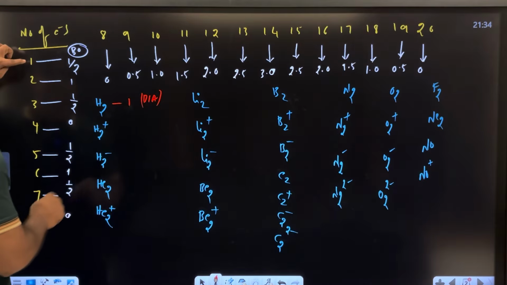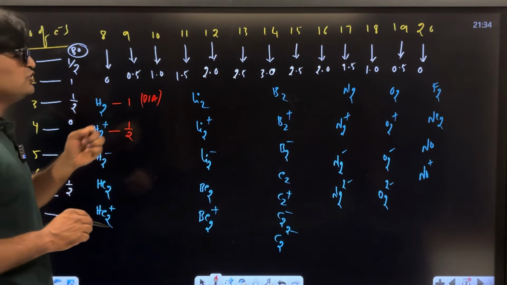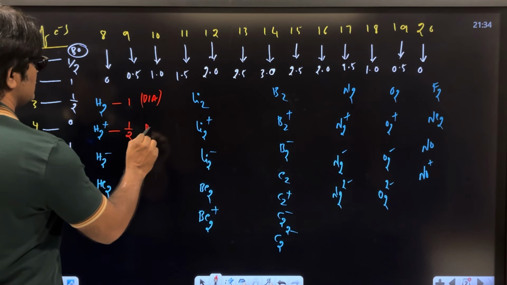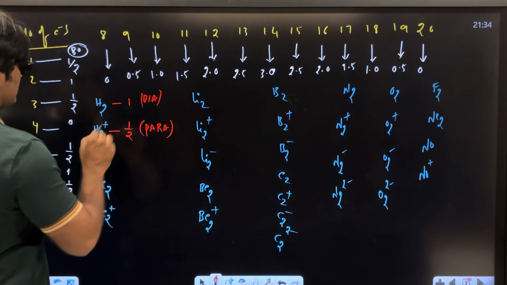H2 plus contains how many electrons? 1 electron. What is the bond order value? Half, or 0.5. Now this one is an electron species, an odd electron species. Paramagnetic or diamagnetic? This one is a paramagnetic species. Clear.